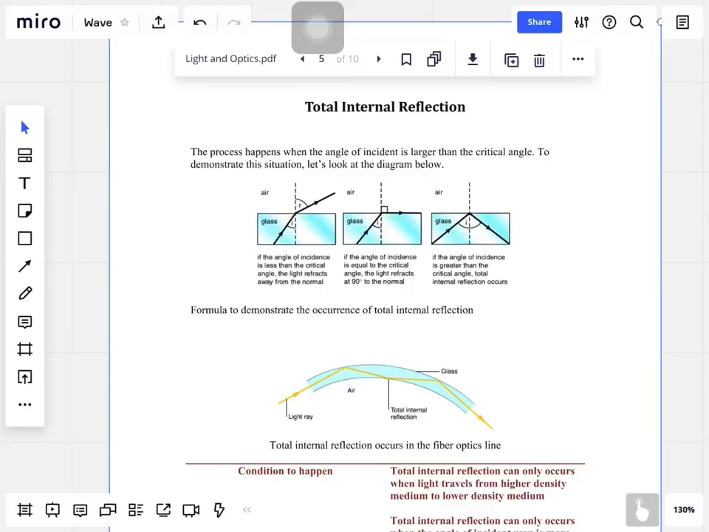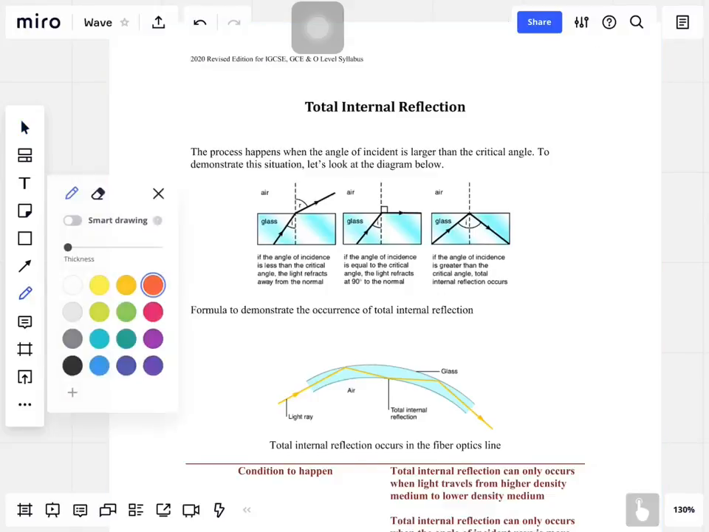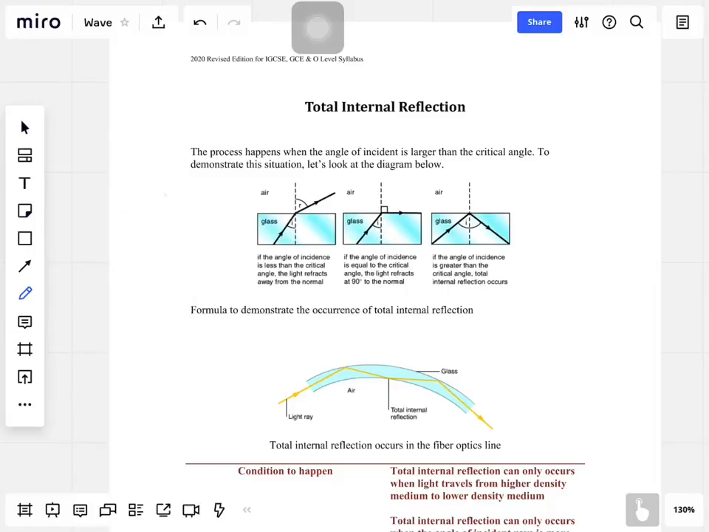Okay, we're going to discover this. We're going to talk about this later, probably another 5 minutes from now. The angle of incident larger than a critical angle. The first thing, right? So look here.